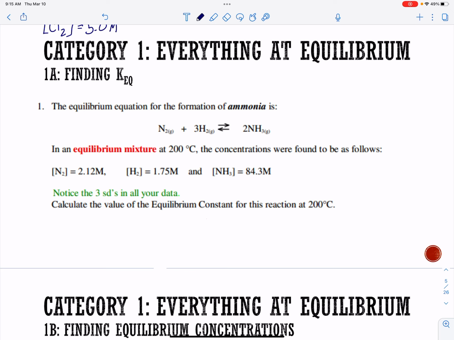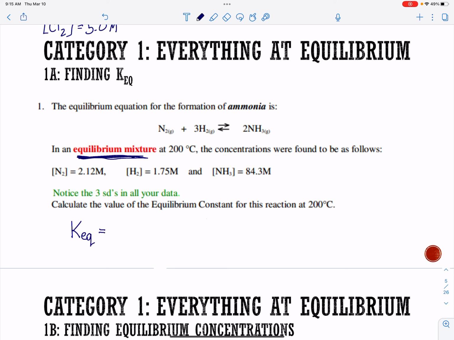In an equilibrium mixture, now you'll notice that this is at equilibrium. So we're thinking about the time frames. This is at equilibrium. It tells us our temperature, just because our equilibrium constant would change if that temperature changed, but it tells us that equilibrium concentration. So it wants us to calculate the value of the equilibrium constant at that particular temperature. So again, this is review from yesterday.